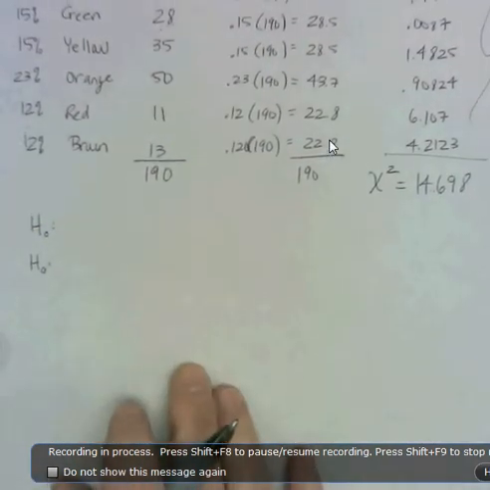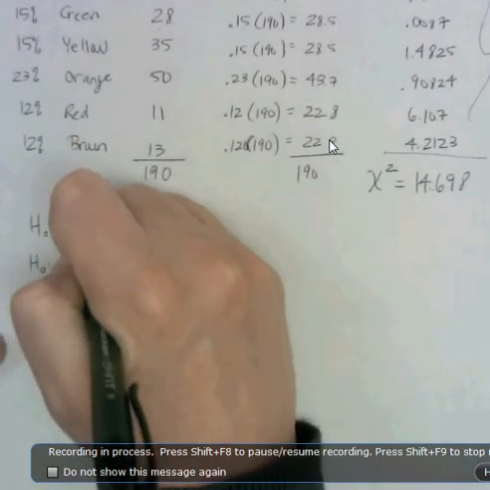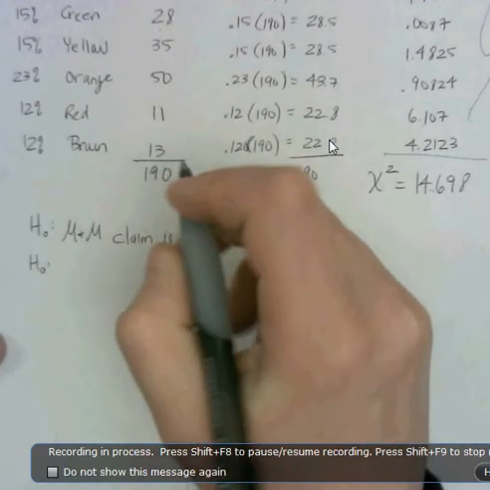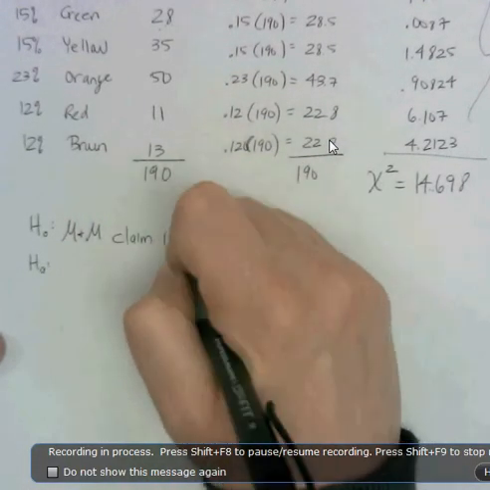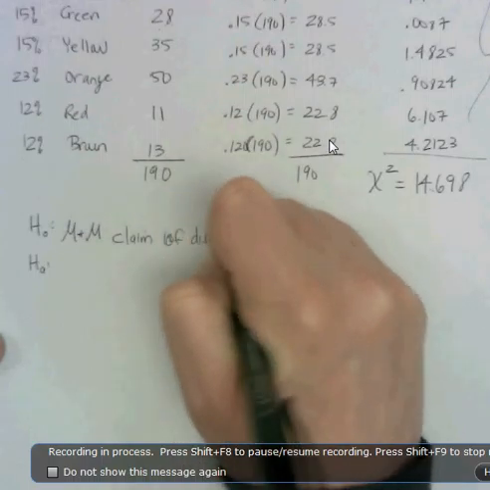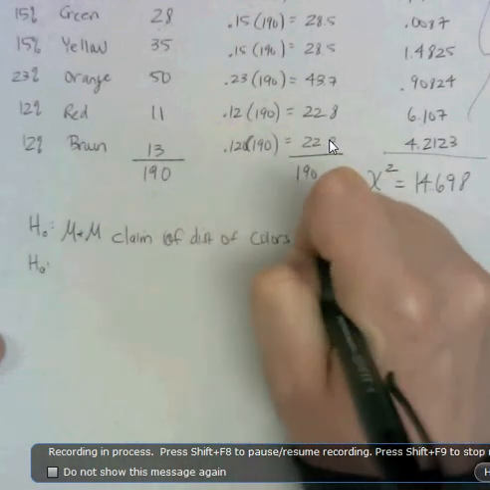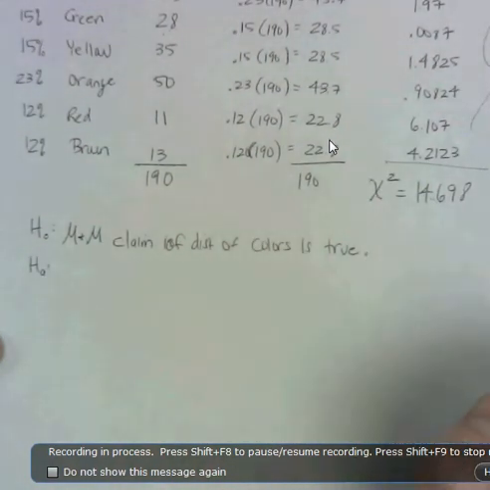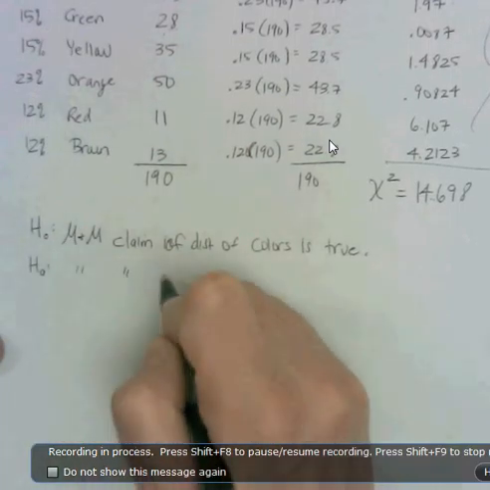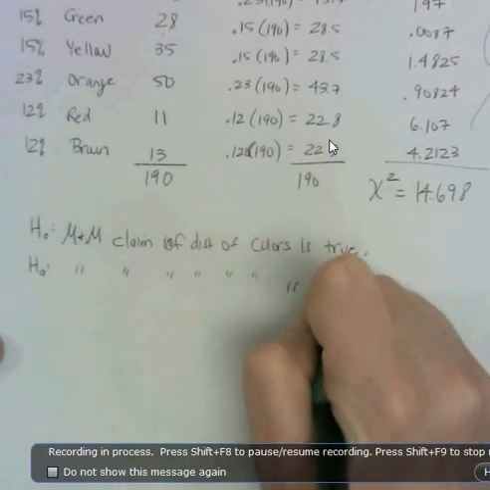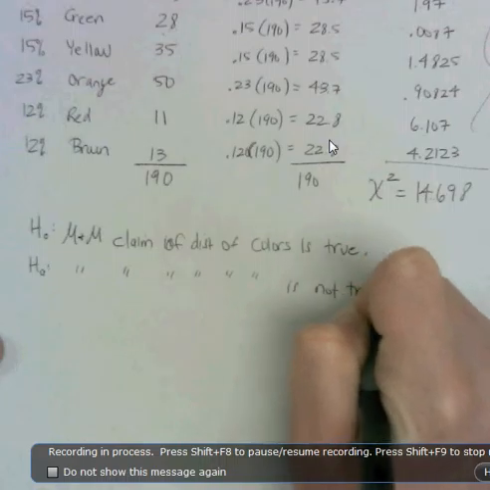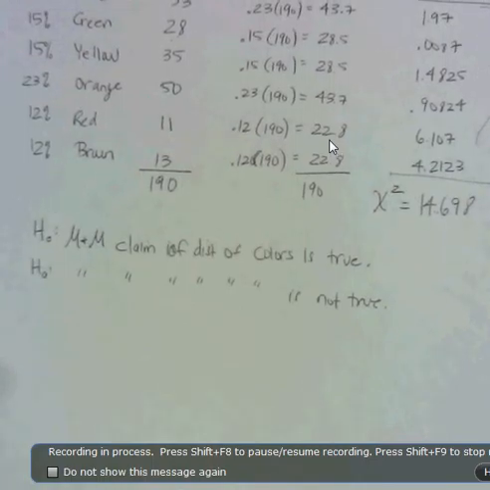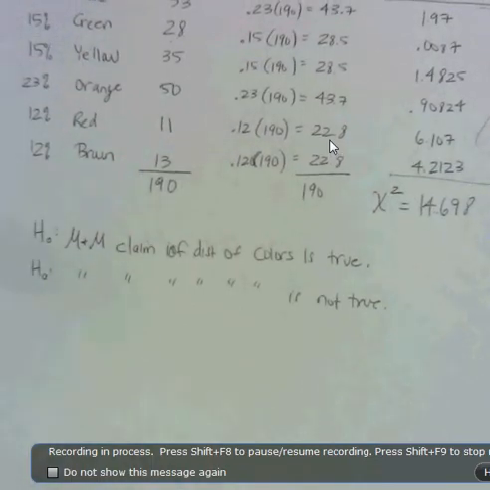So the null hypothesis is M&M's claim of distribution of colors is true. The alternative is that M&M's claim of the distribution of colors is not true. Okay, you can even say, like the distribution of colors fits what the claim is, goodness of fit.